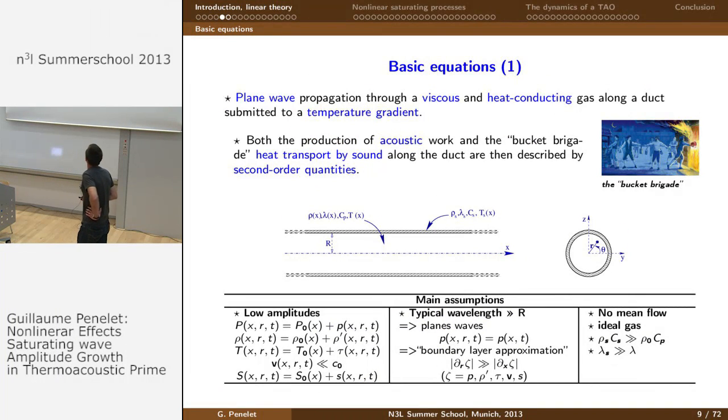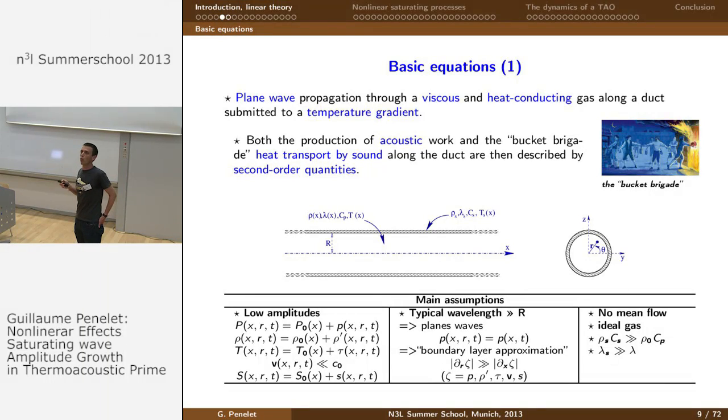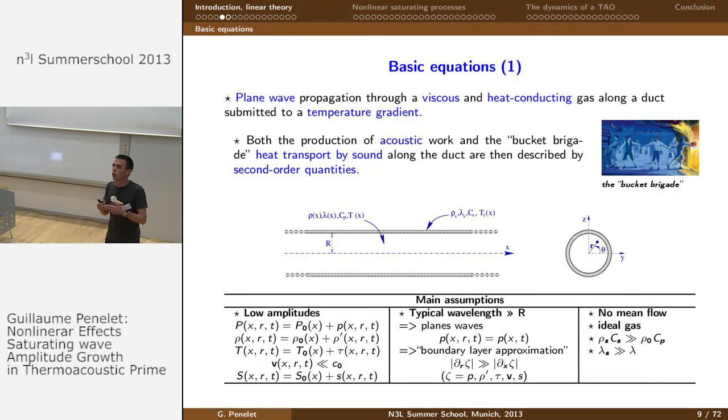Okay, so in terms of equations, it's not so difficult to describe this device. We simply have to describe the propagation of plane waves along a duct which is submitted to a temperature gradient. And afterwards, it is straightforward to describe the work production per unit volume and also the heat transport by sound, which are both expressed as the product of first-order quantities.